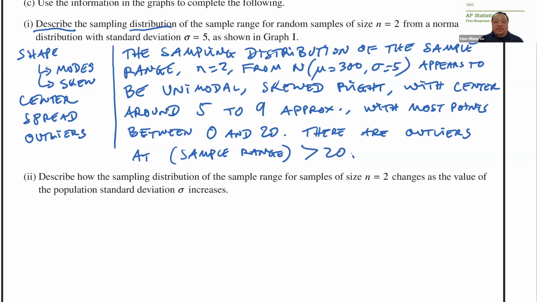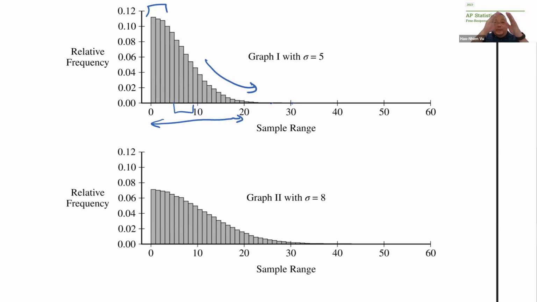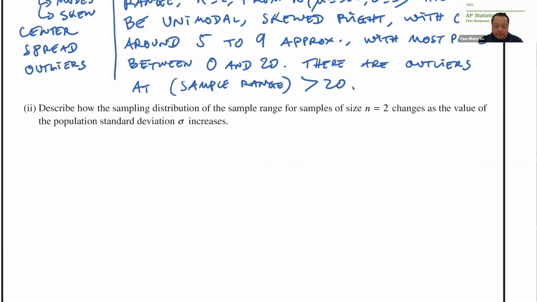There are outliers at sample range greater than 20. Part II, describe how the sampling distribution of the sample range for sample size n equals 2 changes as the value of the population standard deviation sigma increases. If you compare again at the beginning, it's like sigma equals 5. At sigma equals 8, it spreads out more. And at sigma equals 12, it spreads out even more.